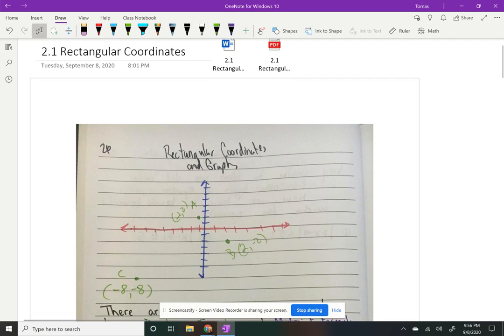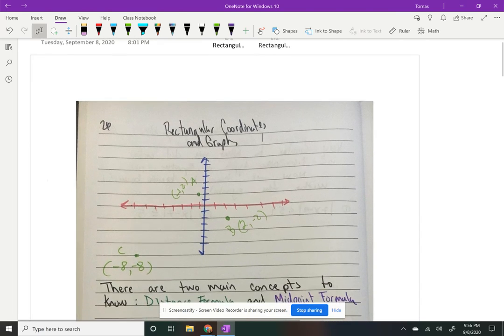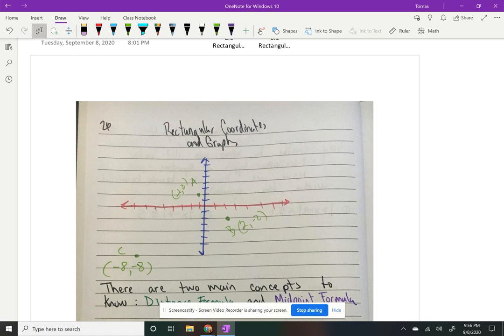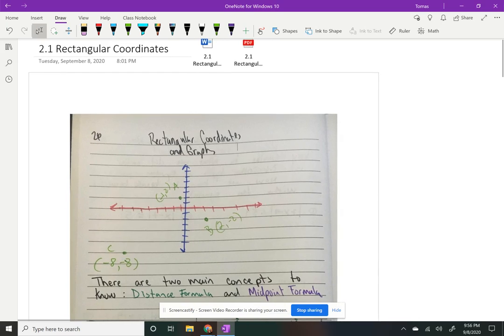All right, so rectangular coordinates. This is just some more review for you guys. We're almost to the end of everything I want to cover before we get to the first test. But I might throw a couple of these at you, just to see where you guys are at.